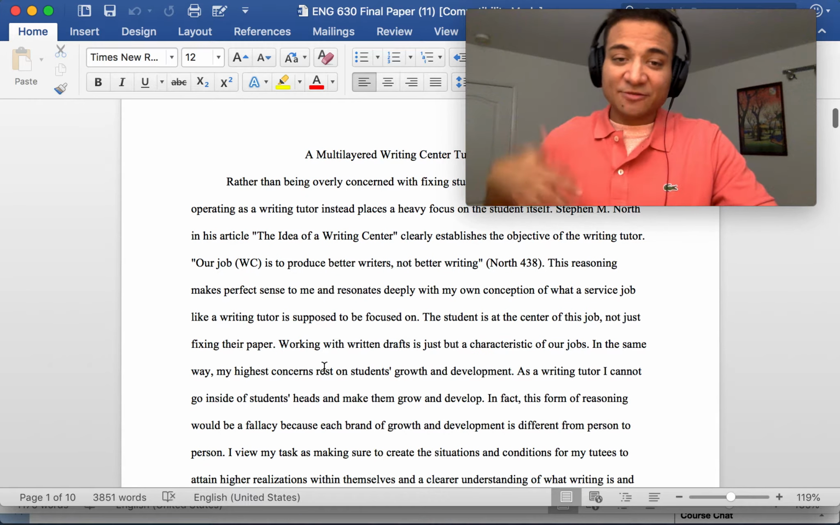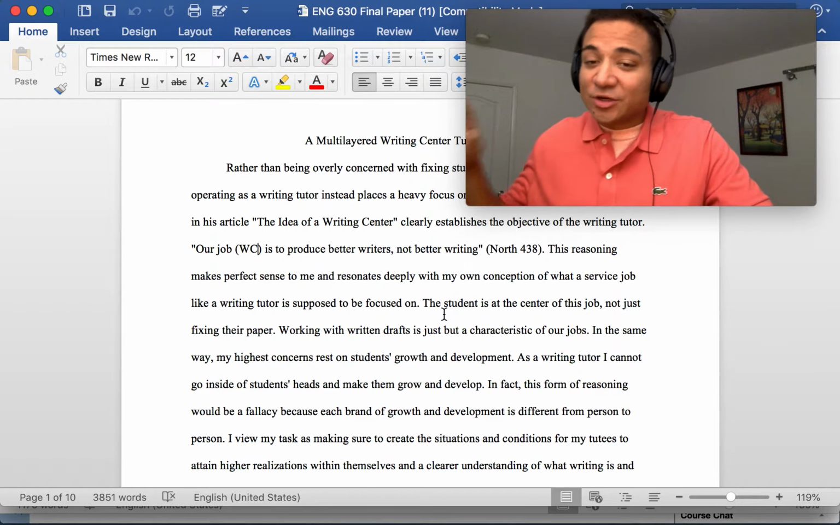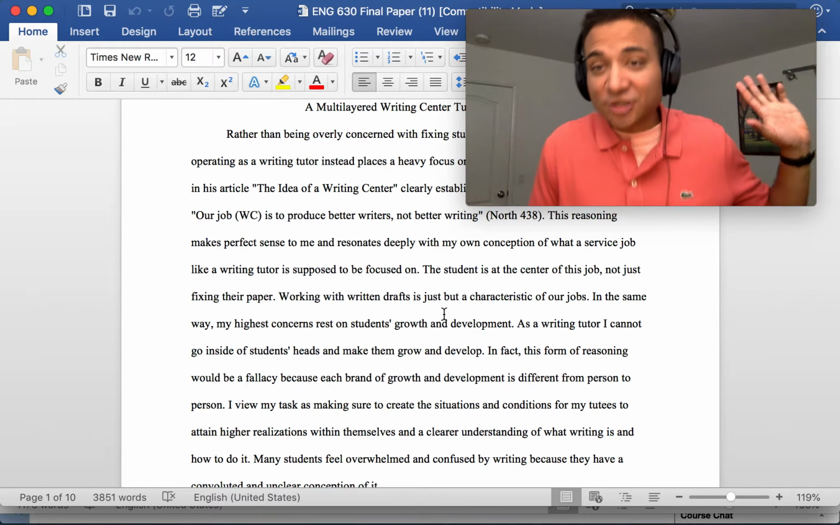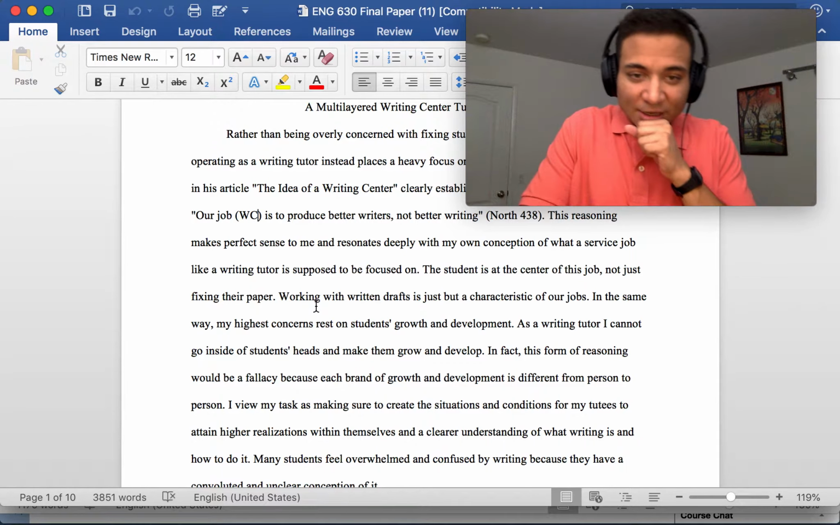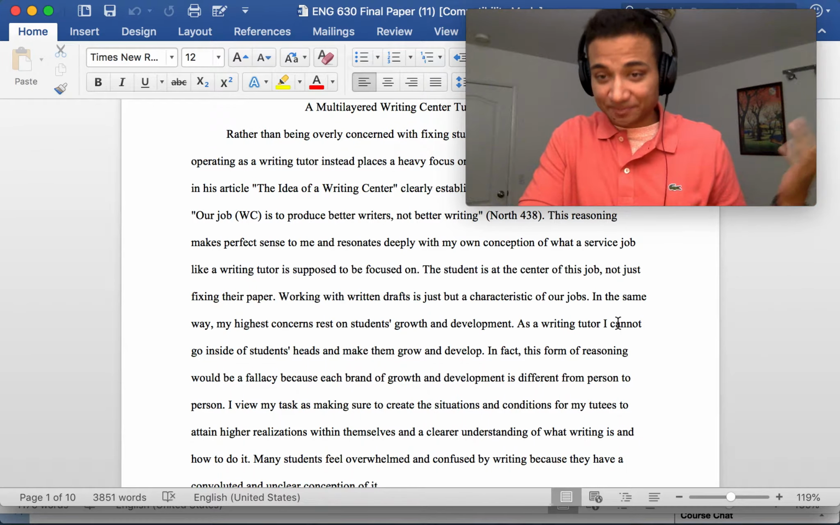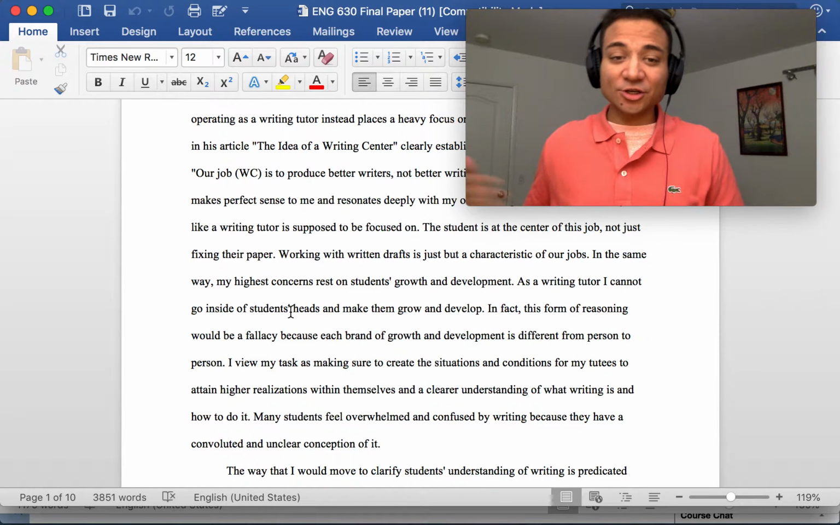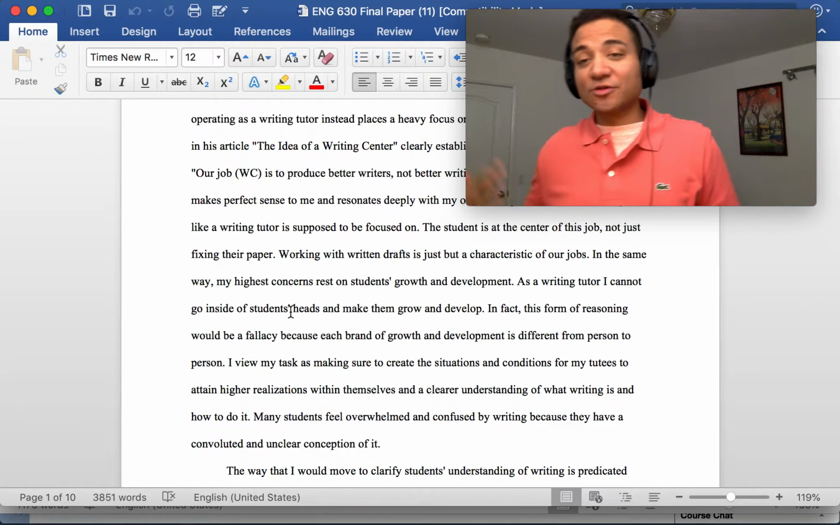This reasoning makes perfect sense to me and resonates deeply with my own conception of what a service job like a writing tutor is supposed to be focused on. The student is at the center of this job, not just fixing their paper. Working with written drafts is just a characteristic of our jobs. In the same way, my highest concerns rest on students' growth and development.